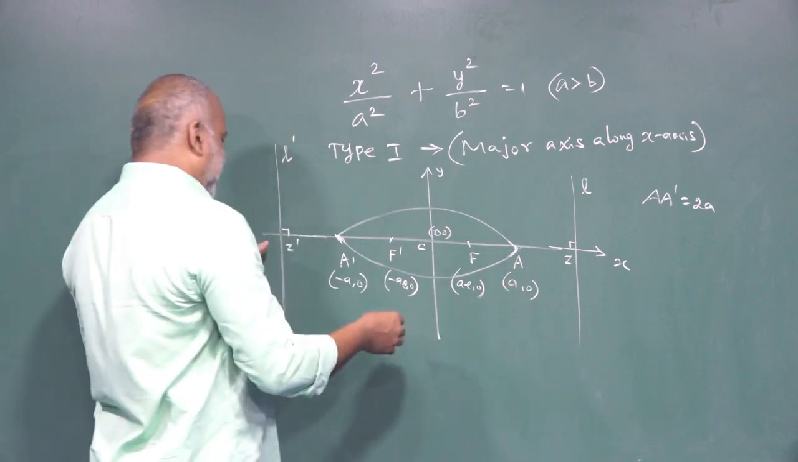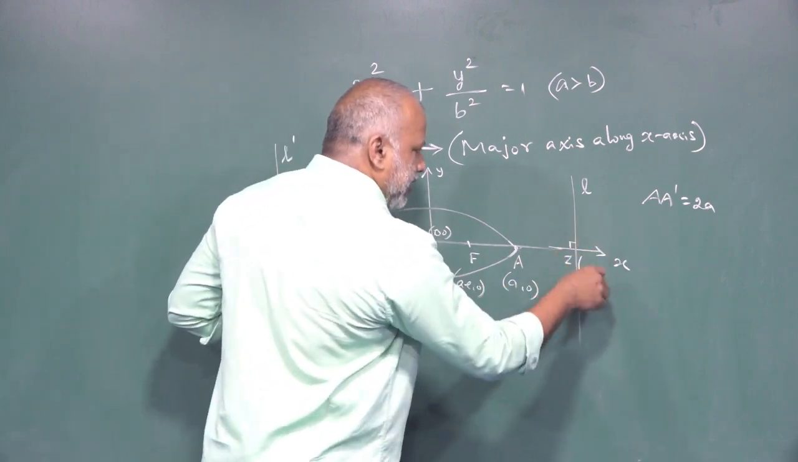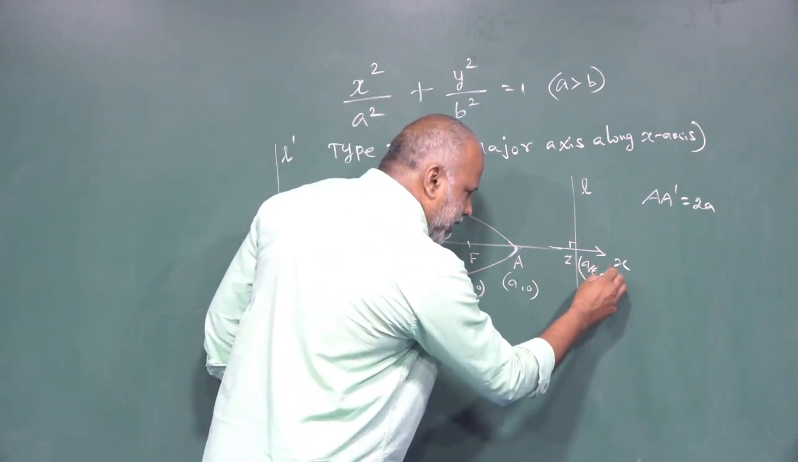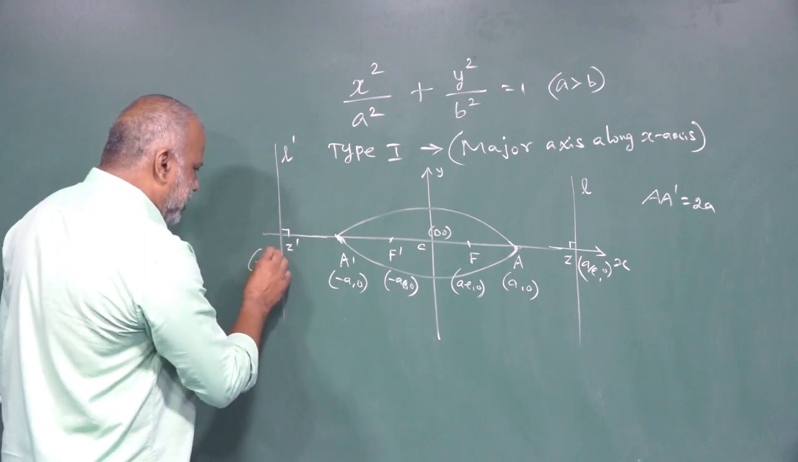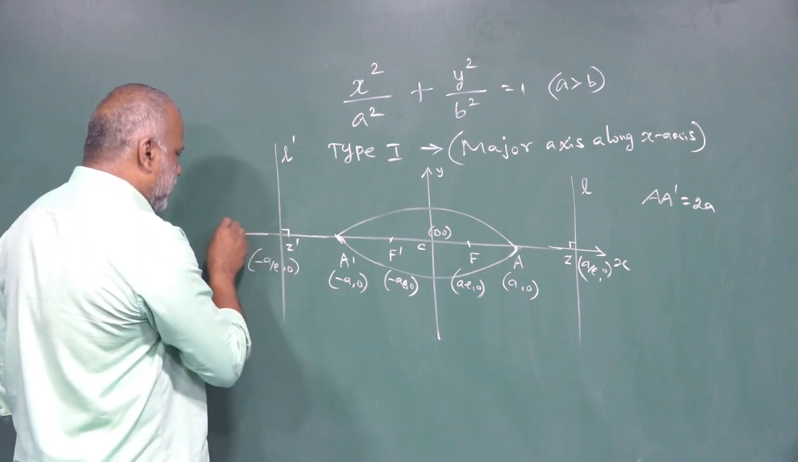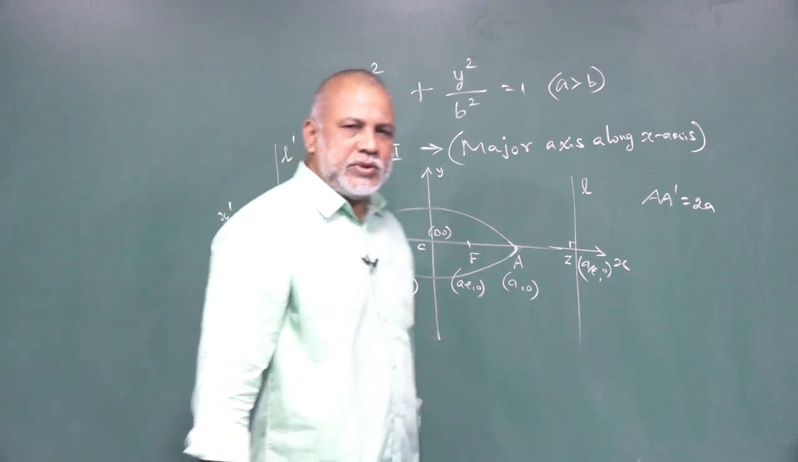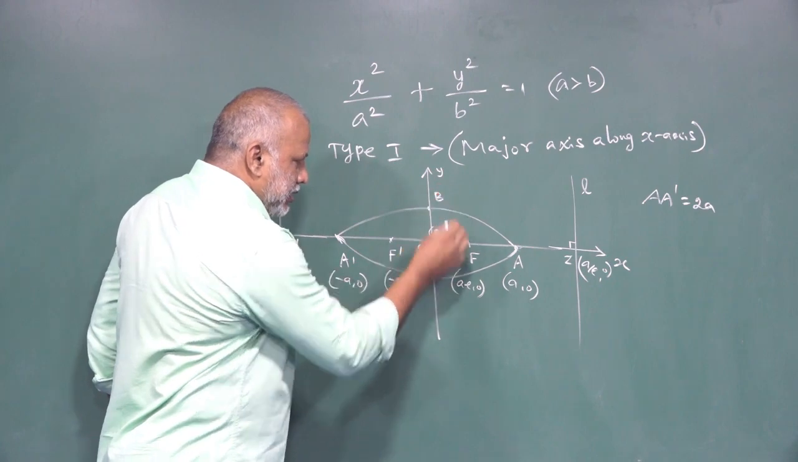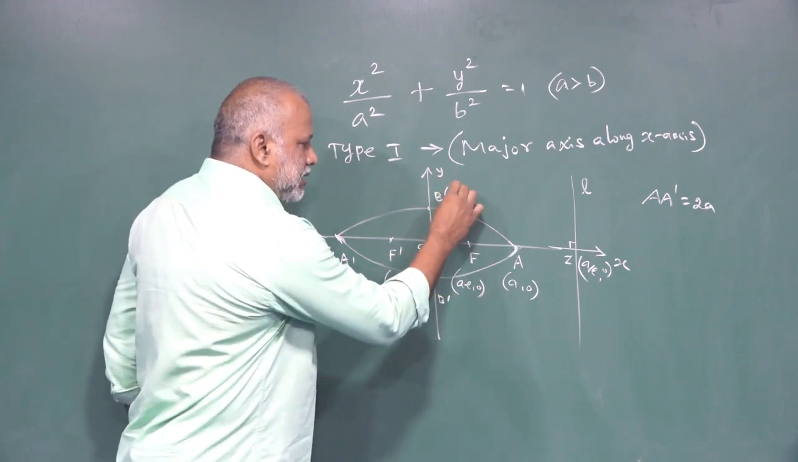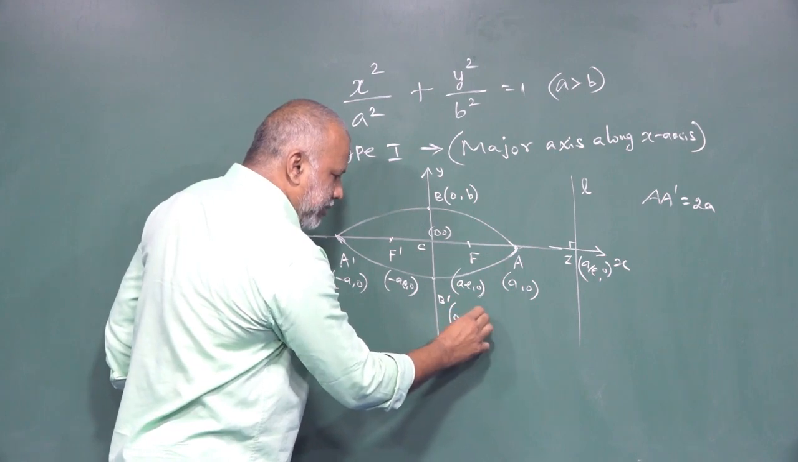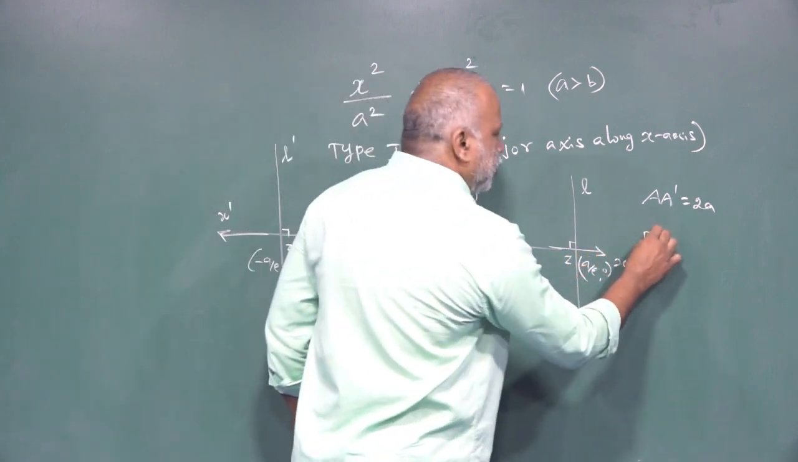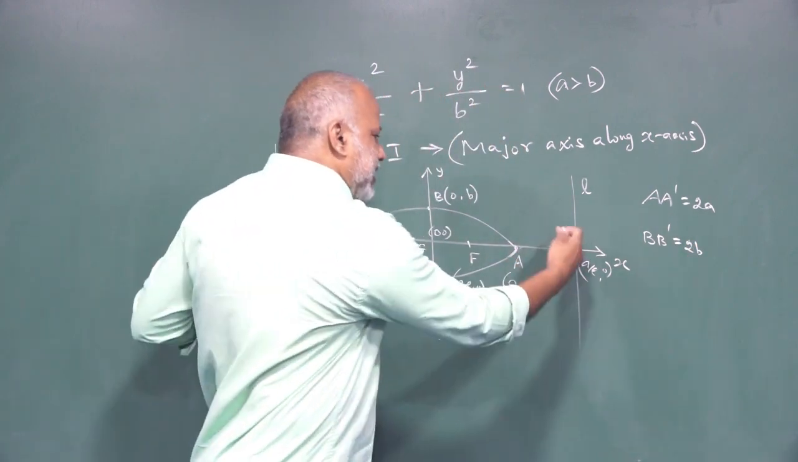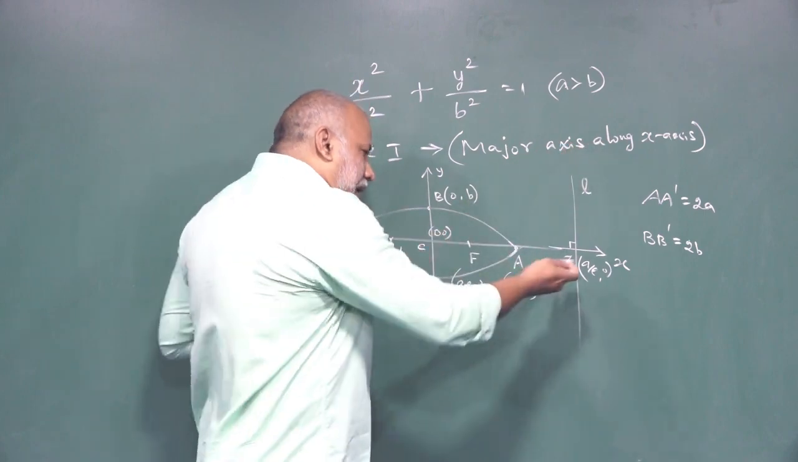Then Z and Z dash are points. L and L dash are technically called directrices. They pass through (a by e, 0) and here (minus a by e, 0). These are the concepts, the logics we already worked out. Here B is (0, b) and (0, minus b). B B dash is equal to 2b, called the length of the minor axis. This is major, so we call it major axis along x-axis.